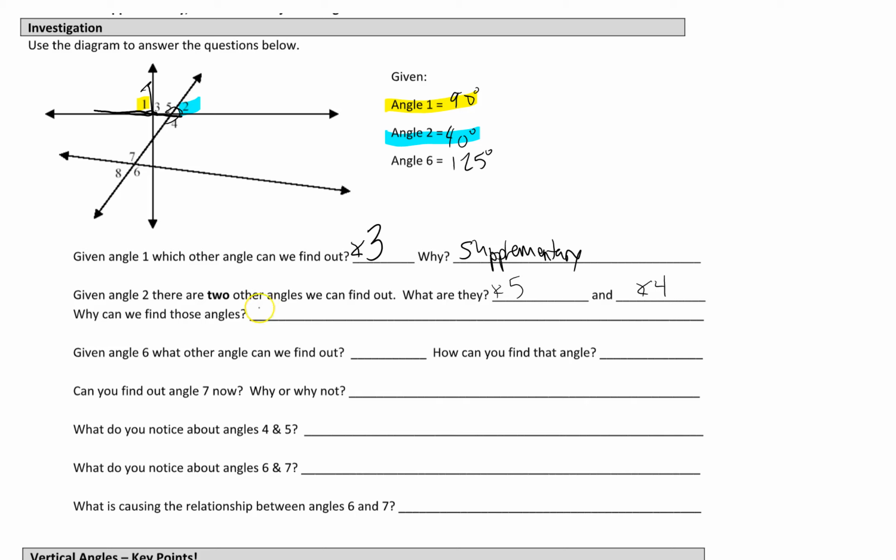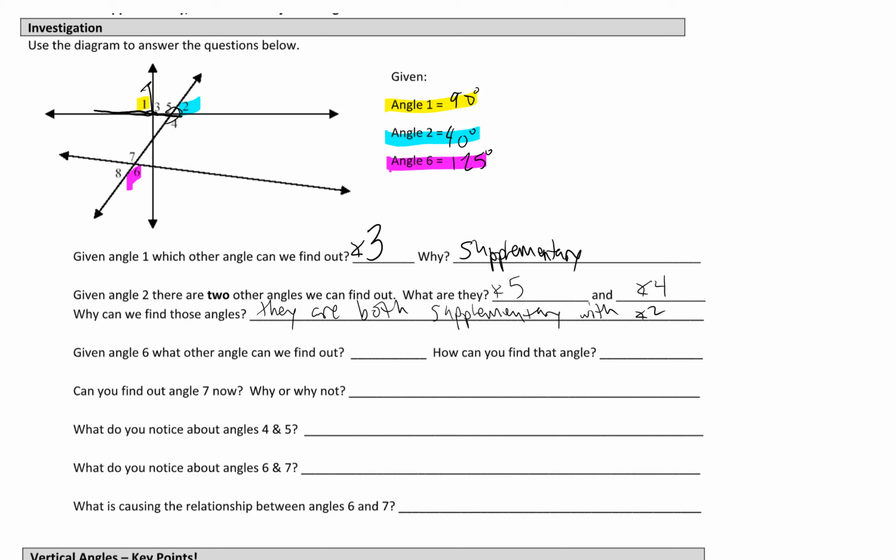Why can we find these angles? Again, they are both supplementary with angle 2.